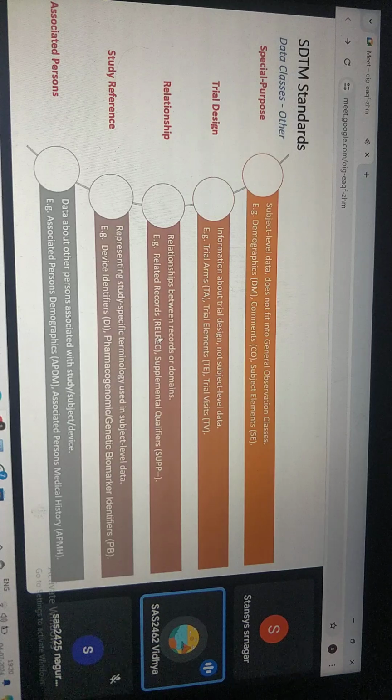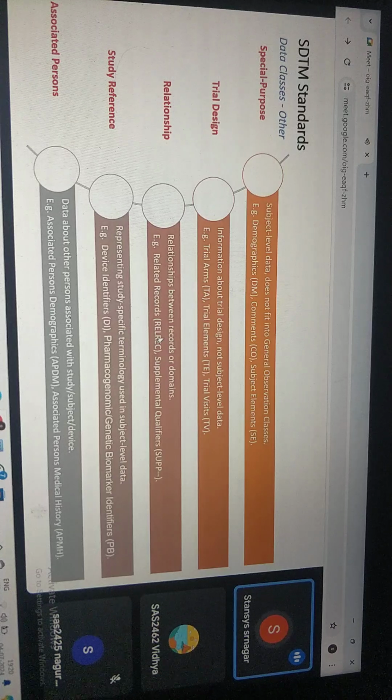Is this compulsory for the supplementary qualifier? It should be there, as I said. If the data is captured in the CRF and the database, that information is required for the study, and it cannot fit into the existing domain, then we go for the respective supplementary qualifier. Okay, fine.